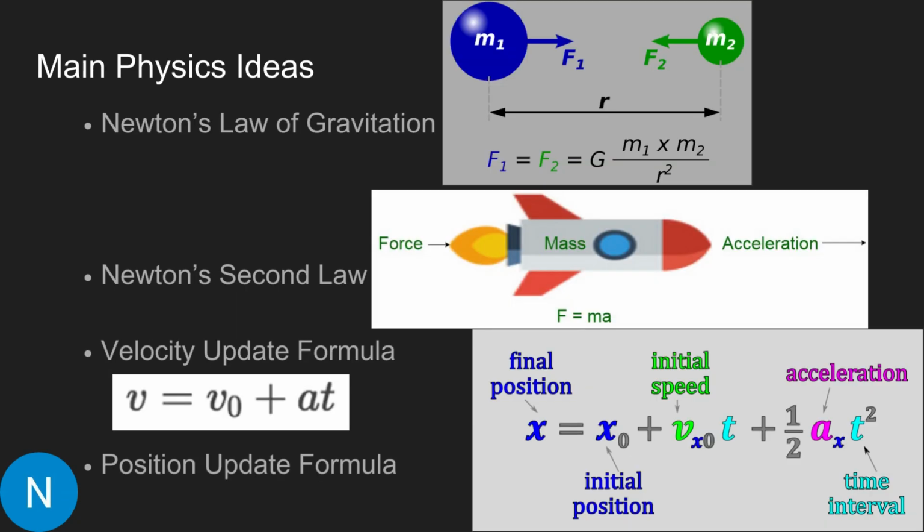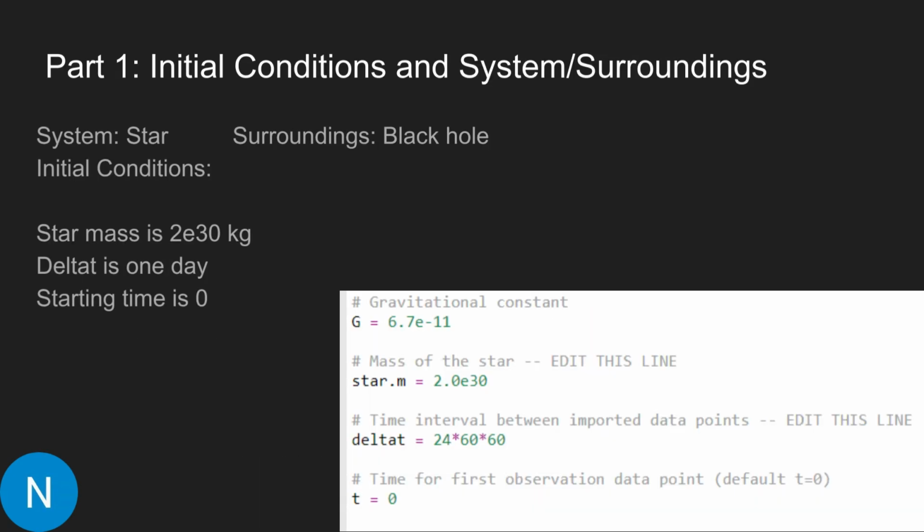So here are the main physics ideas. First, we have Newton's law of gravitation, where the attractive force between two objects equals the gravitational constant multiplied by their masses divided by the distance squared. Then we have Newton's second law, where force equals mass times acceleration. And then the velocity update formula, where change in velocity is equal to acceleration times time. And then the position update formula, where change in position equals initial speed times time plus half of the acceleration times time squared.